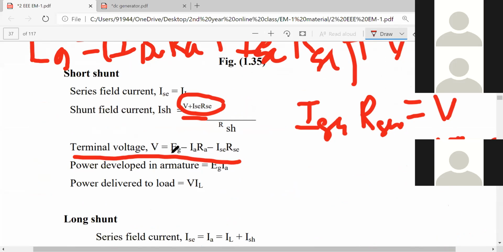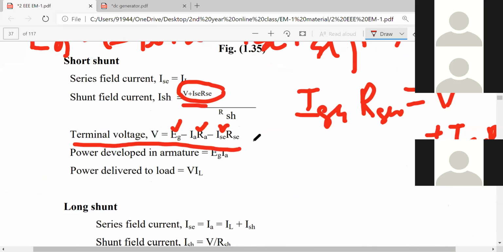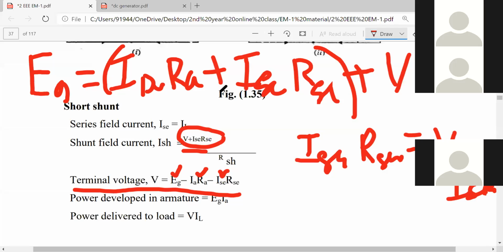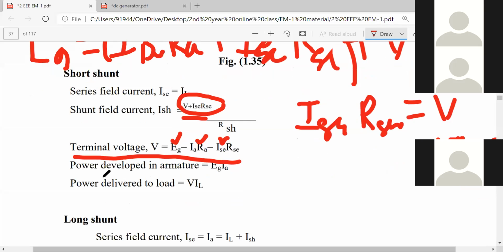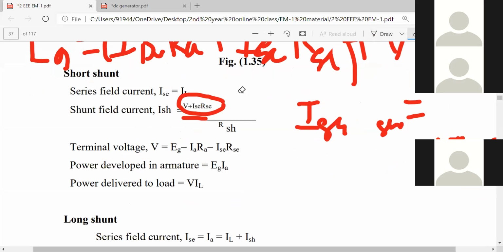See, V equal to Eg minus total drop. Two drops: armature resistance drop, series resistance drop. The equation is V equal to Eg minus the total drop. Next, power developed in armature is armature voltage into armature current, Eg into Ia. Next, power delivered to the load means terminal voltage of the load V into current of the load IL.